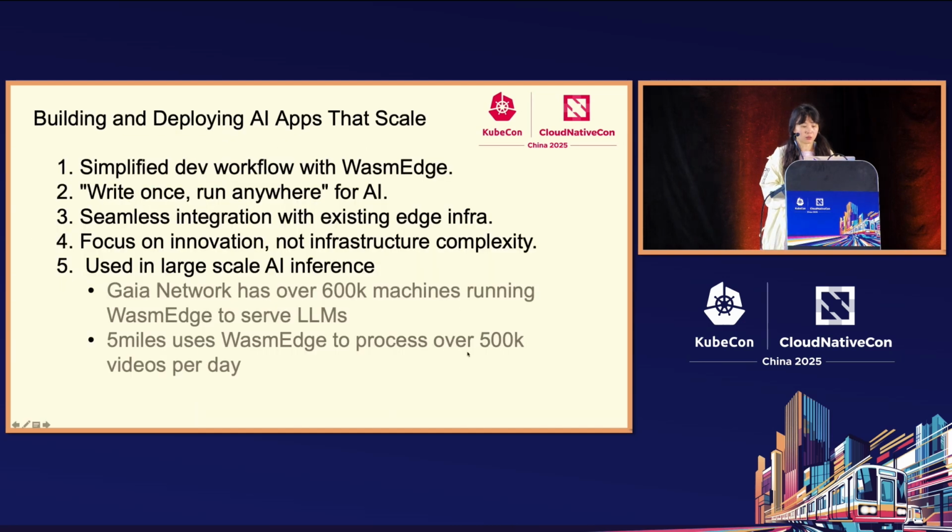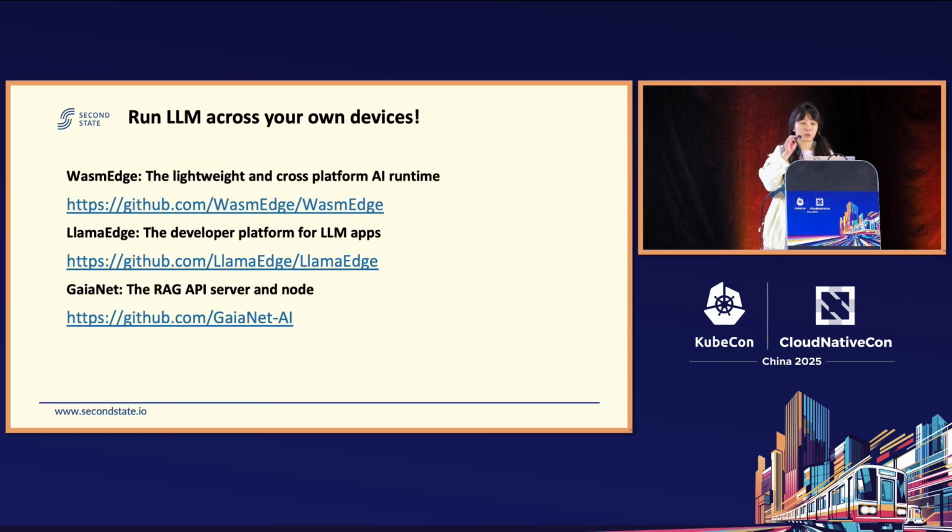Sorry. Yeah, I'm about to finish. So that's what I'm talking about. You can use our tech stack to build and deploy AI apps that scale. And it's proven to be able to scale, because the Gaia network has 600K machines that run WasmEdge to serve LLMs. And FiveMouse is an e-commerce company that uses WasmEdge to process 500,000 videos every day. So I think that would be the end of my talk.